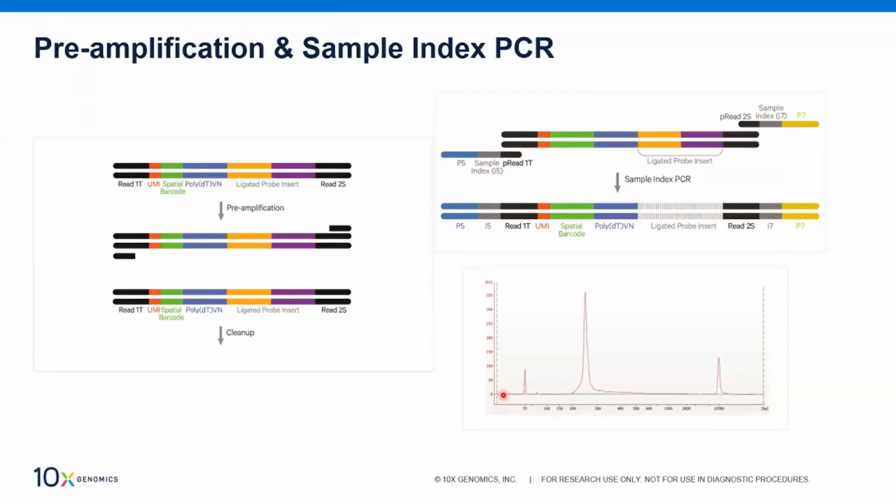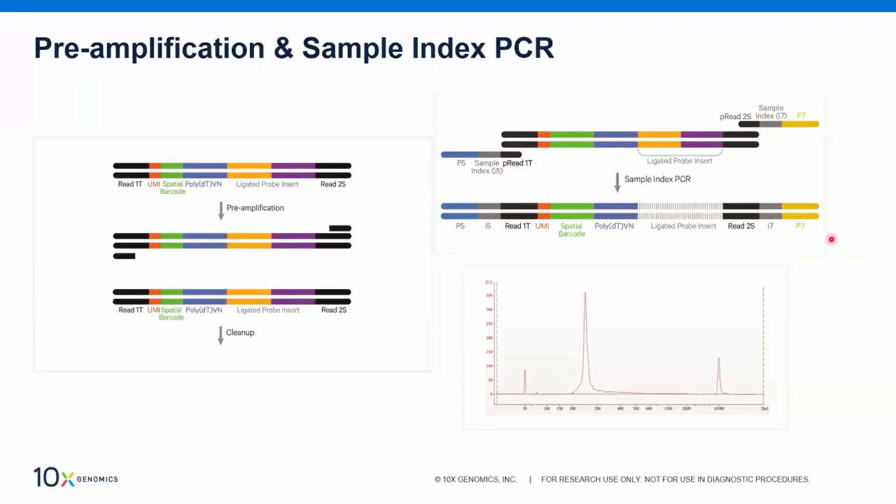We clean up our pre-amplification product and make sure that we look into how much product I actually have. And this is done with a qPCR, and based on that, we decide how many cycles this product needs for the sample index PCR. And after the sample index PCR and the following cleanup, you're basically done. This is what your finished library will look like.